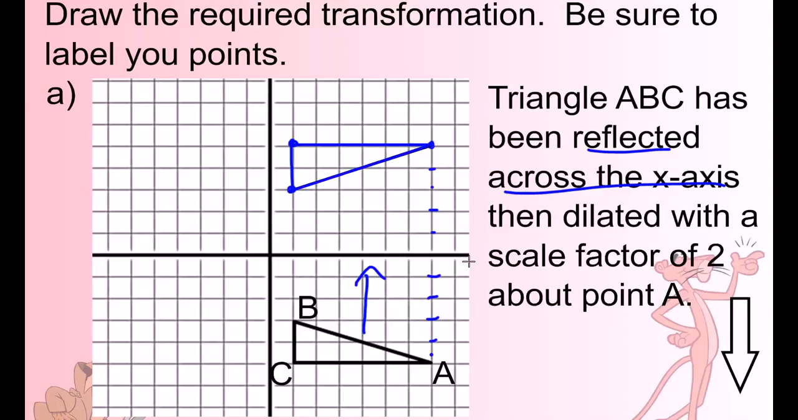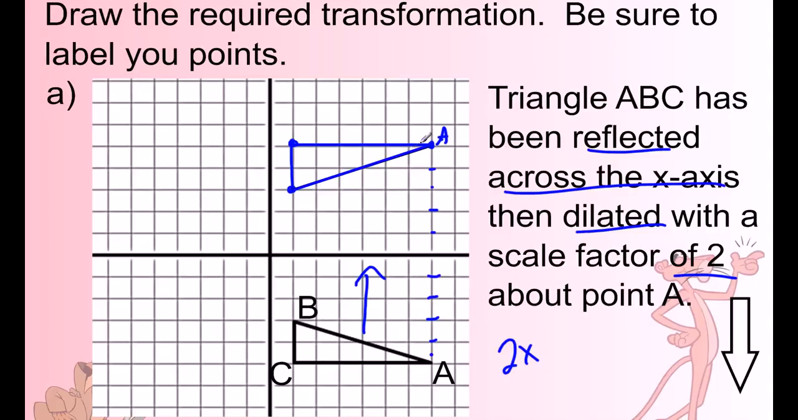All right, so that is the first transformation that took place. That is the reflection across the x-axis. Now that's not done. Now we need to dilate that with a scale factor of 2. Everything's going to be 2 times as big about point A. So this is my origin. Everything's going to be getting bigger from here. These lines are going to be stretched out from this point A.